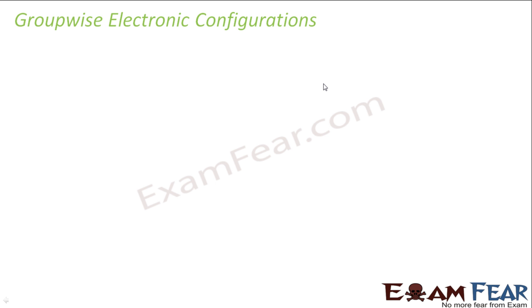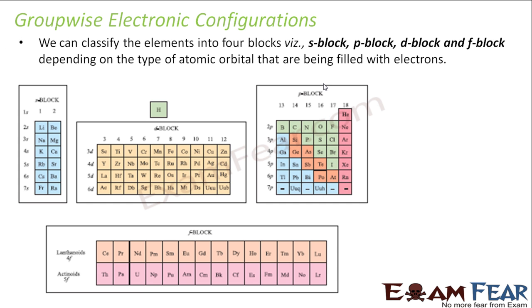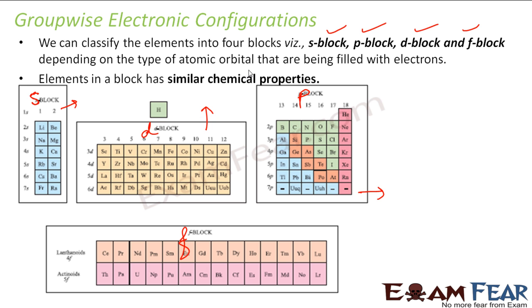An element in a particular group will have particular properties. So the elements are classified into S block, P block, D block and F block elements. This is my S block, this is my P block, this is D block, and this is F block. All the elements in S block have particular chemical and physical properties. Similarly, D block elements also have particular properties, and F block elements also have unique properties. All these blocks have properties which are different.